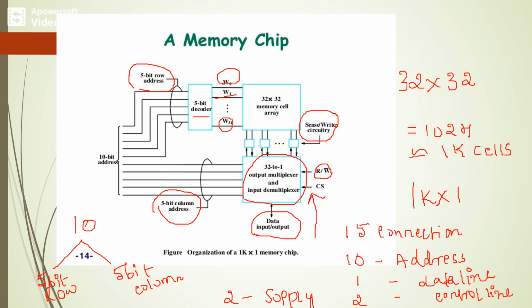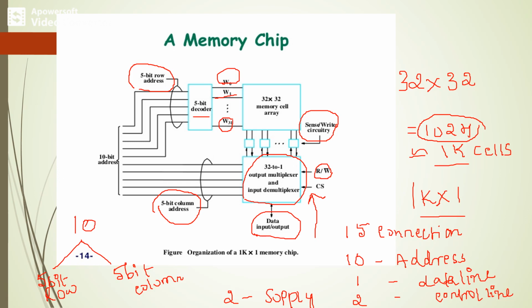So this is how the exact organization of a 1K into 1 memory chip is constructed. Basically we have 32 into 32 cells, that is 1024 cells, and out of those 1024 cells we can approximate that into 1K, that is 1000 cells. So it can be organized as a 1K into 1 memory chip, consisting of a total of 15 connections.